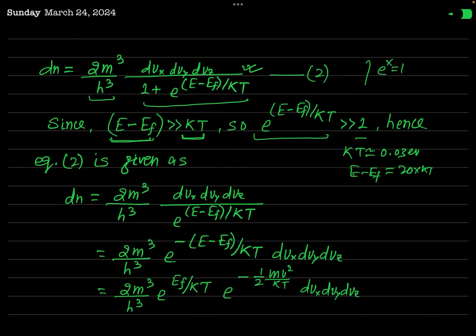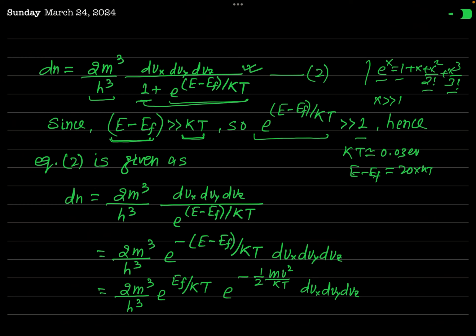e to the power x is equal to 1 plus x plus x square over 2 factorial plus x cube over 3 factorial. If x is much greater than 1, then due to the presence of these higher powers of x, e to the power x will be much greater than 1. So this exponential factor in the denominator of equation 2 is much greater than the number 1, and since the exponential factor is much greater than 1, in the denominator we can neglect this 1.